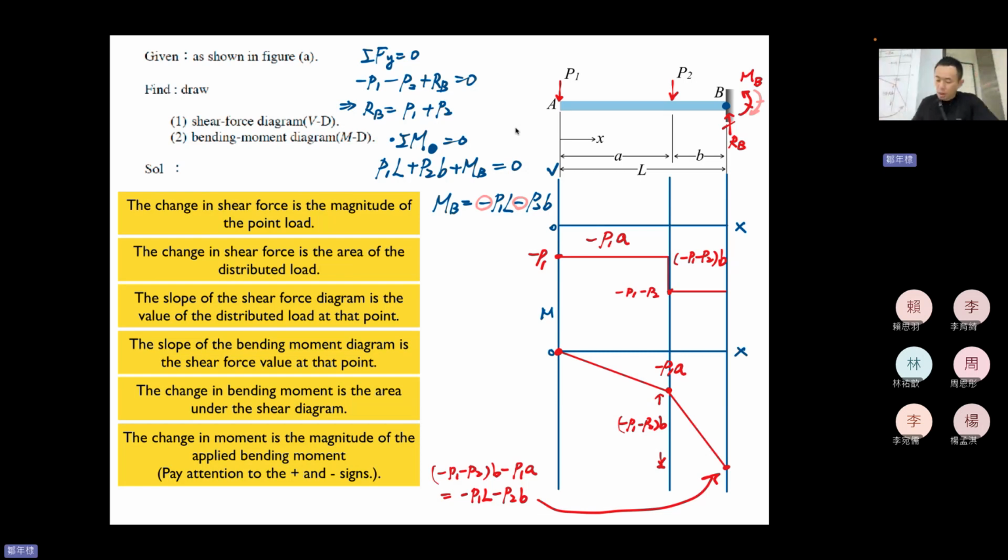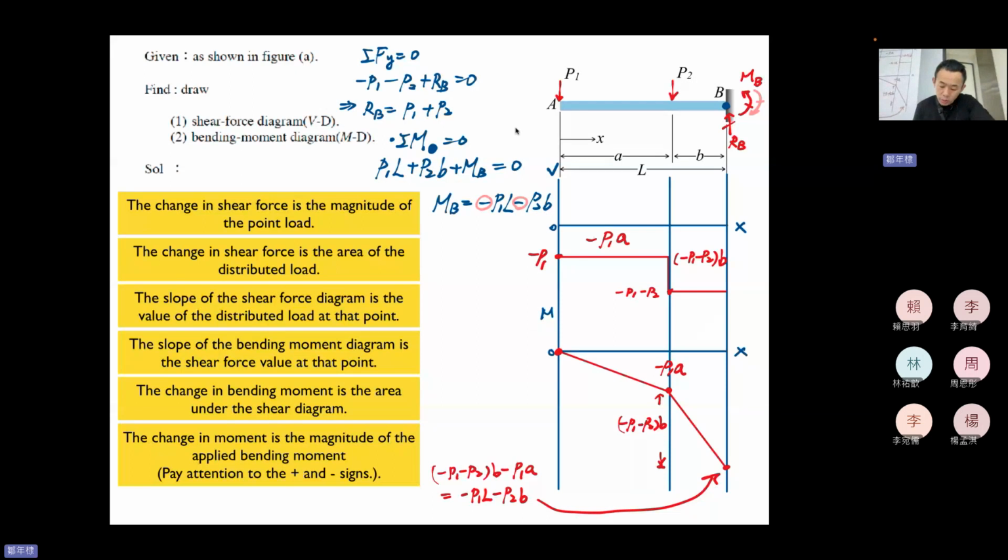Okay? The MB here is downward, right? It's downward. And it makes this curve cry, right? Okay? That's it.